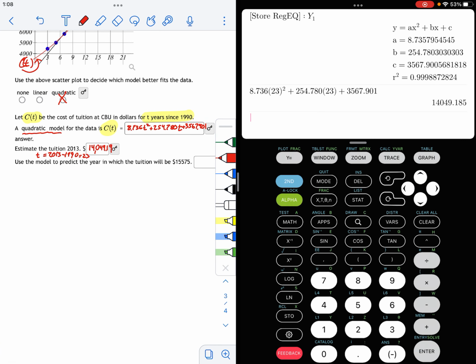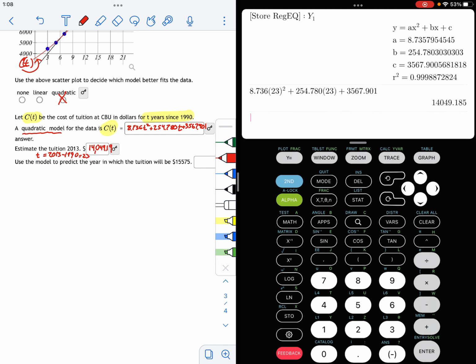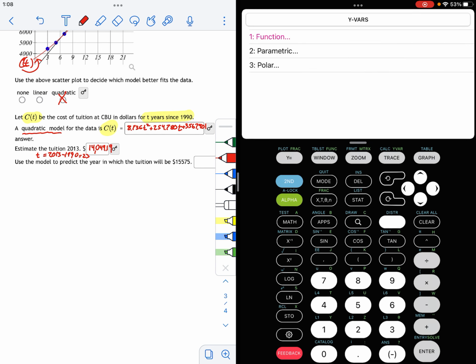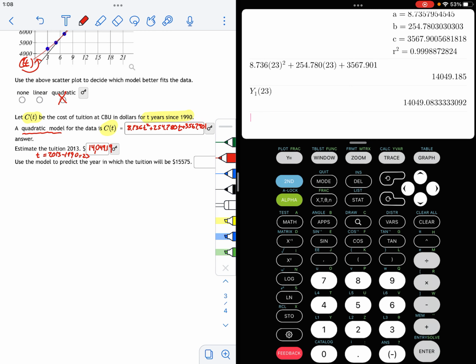The second way to do that is this. Since I put the y1 in there, I told it when I did the regression to enter the equation into y1. There it is in the equation with all those decimals entered. So I can go to vars, function, y1, and in parentheses type 23. This is y1 of 23. It puts 23 into the x value and tells me the y value. And there it is.